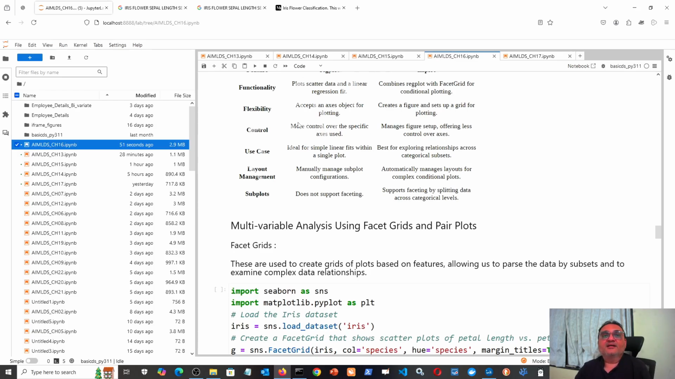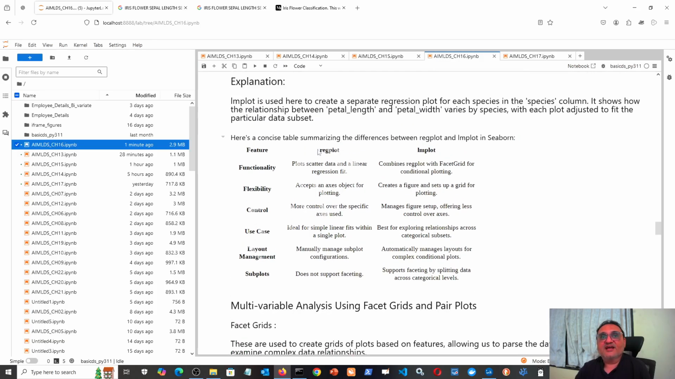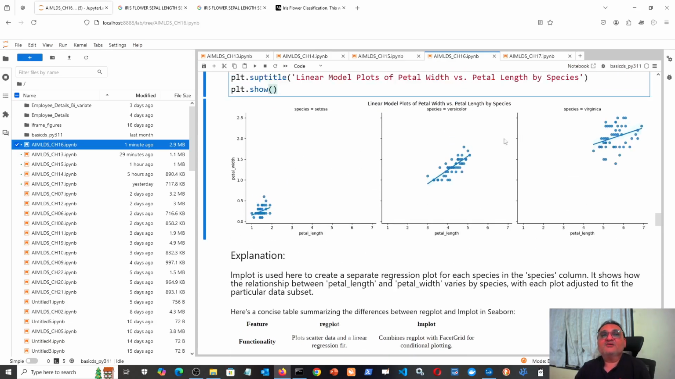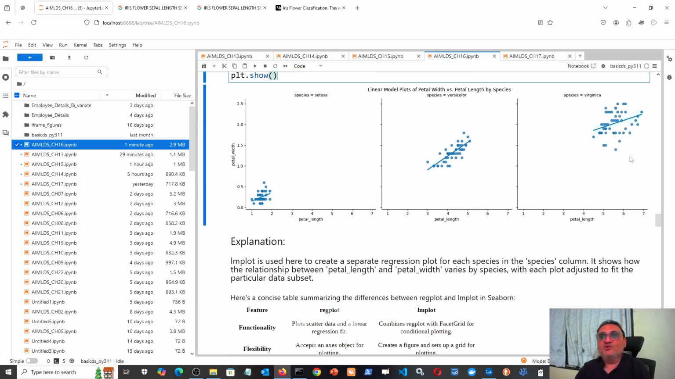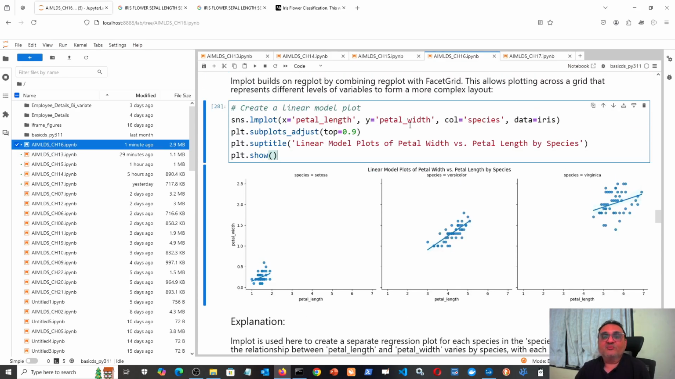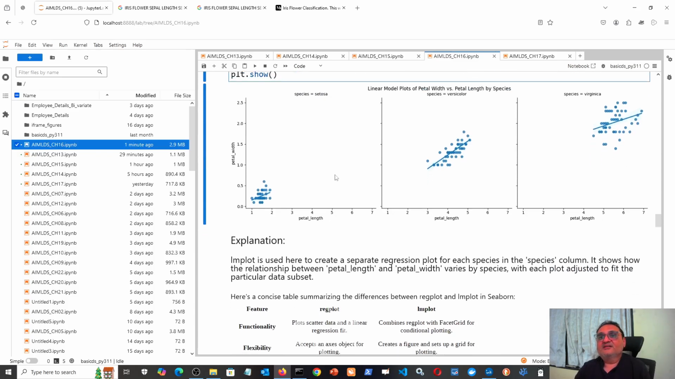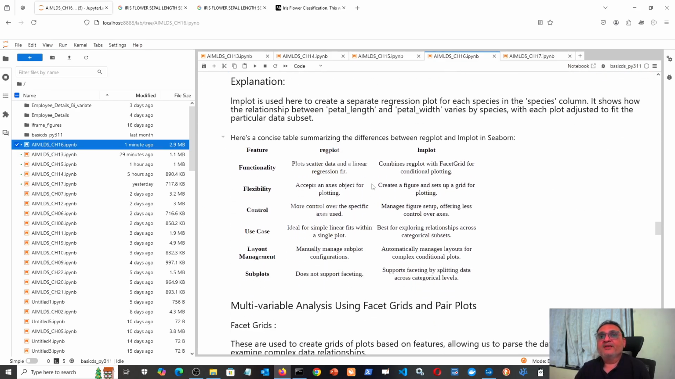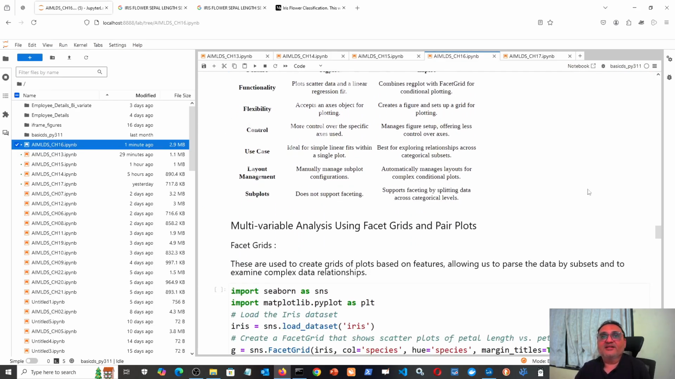Now here, more control over the specific axes used is there with reg plot, while lm plot manages the figure setup and offers less control. It manages on its own, and therefore there is obviously less control for you to customize this plot. You just specify that you want three separate graphs on the basis of species, and it manages the x and y axes, the scale on the y axis and everything on its own. But therefore customization flexibility will be less.